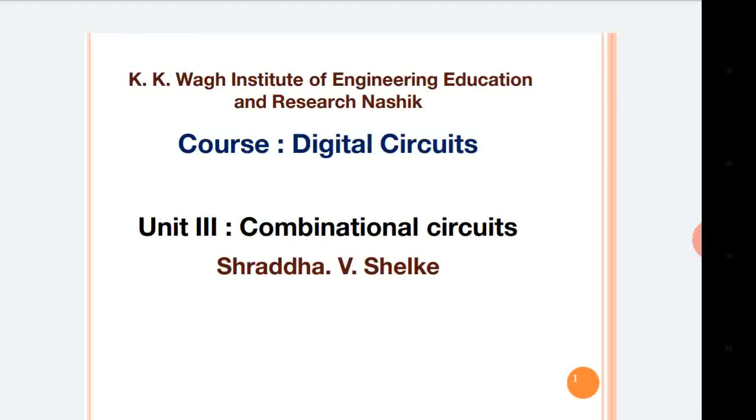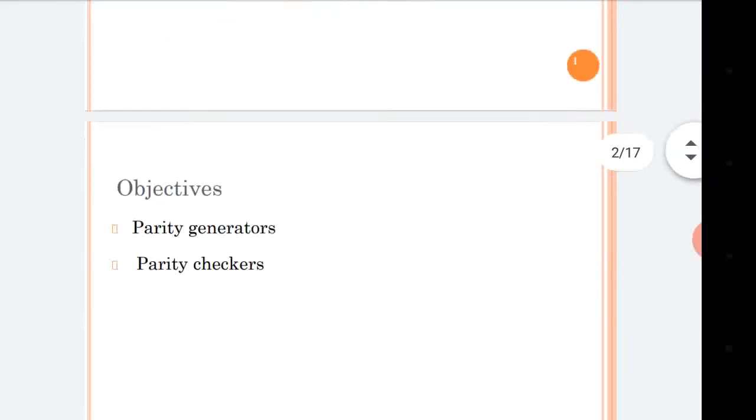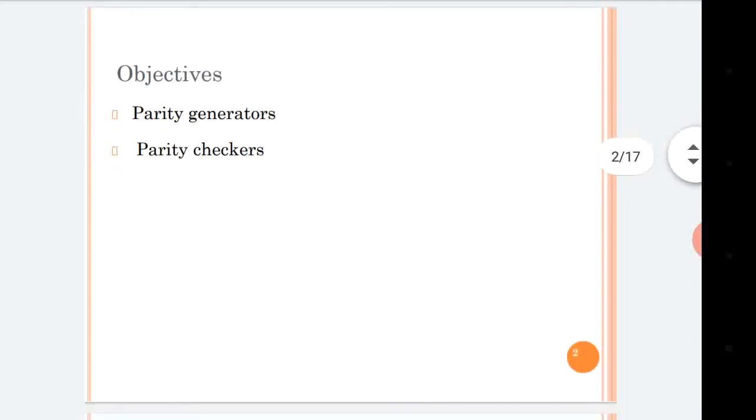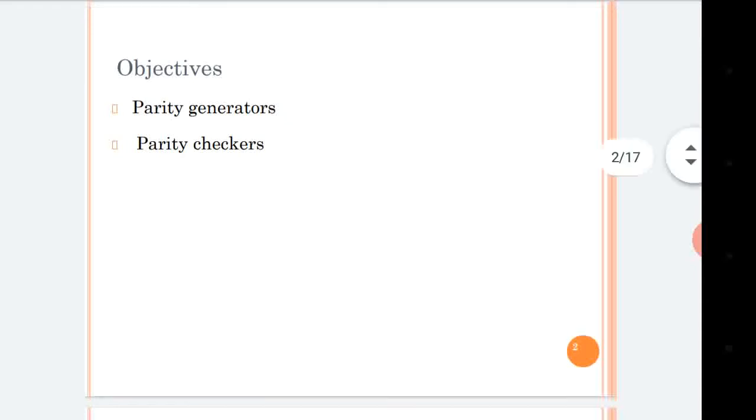In this lecture, we will talk about combinational circuits. So, objectives of this lecture are to discuss in detail what is a parity generator and what is a parity checker, and we will also design a circuit for parity generators as well as parity checkers. So, let us get started.